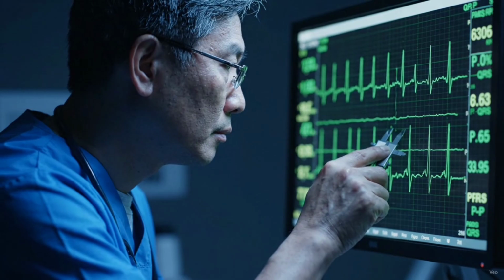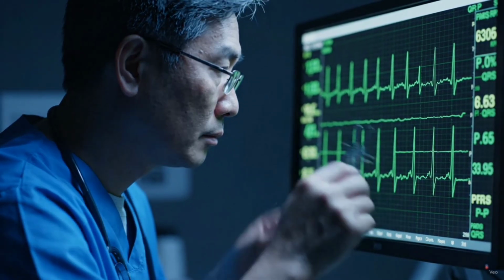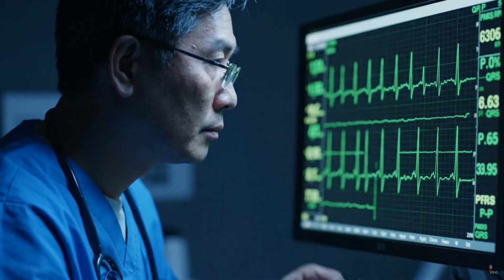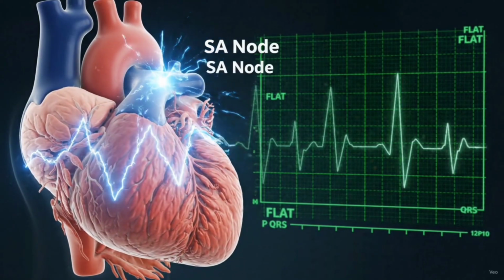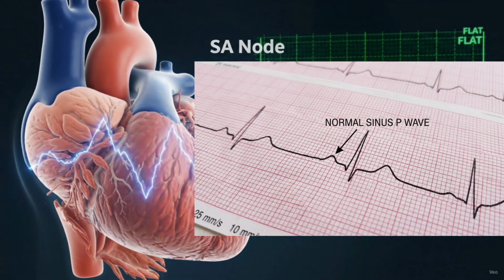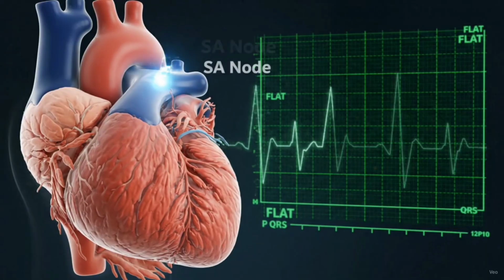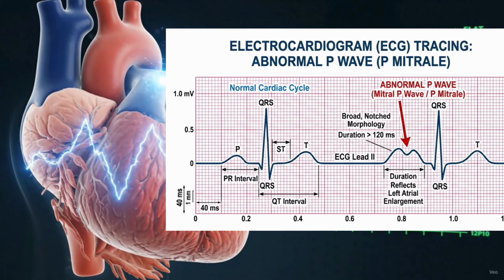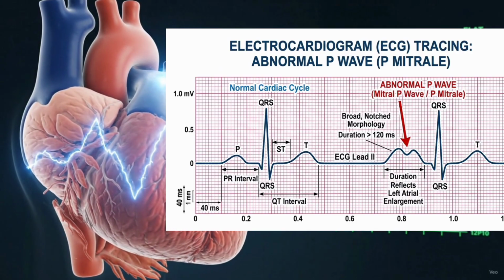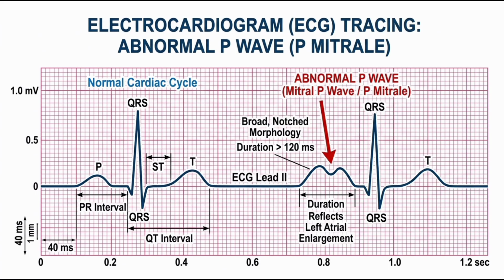For every doctor, it's important to always assess the P wave before analyzing heart rhythm. A normal sinus P wave indicates that the impulse originated from the sinoatrial node. If there are changes in the P wave, it means atrial enlargement or abnormal atrial activation.